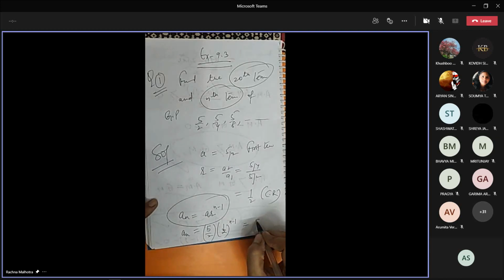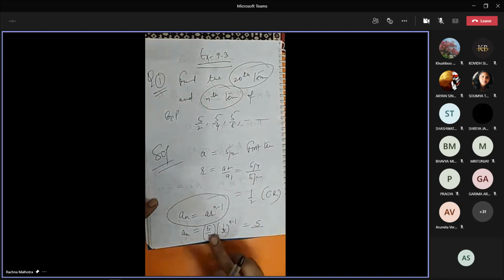So we can write it as 5 multiply. What will be the power of 2? You can add the powers of 2 now. 5 by 2 to the power n. This is the nth term.